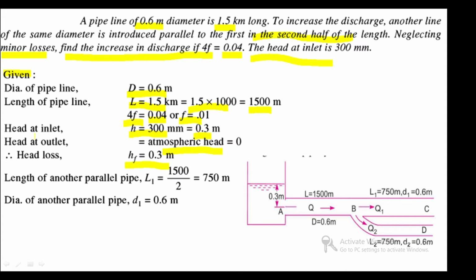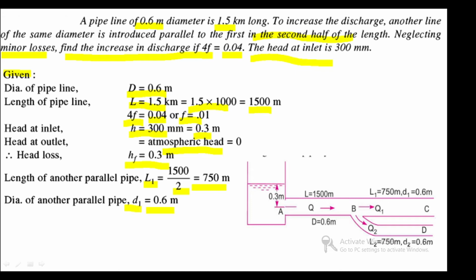The length of the other parallel pipe L1 is 1500 divided by 2, the second half of the pipe, so 750 meter. The diameter of the other parallel pipe is 0.6, denoted as D1, right?